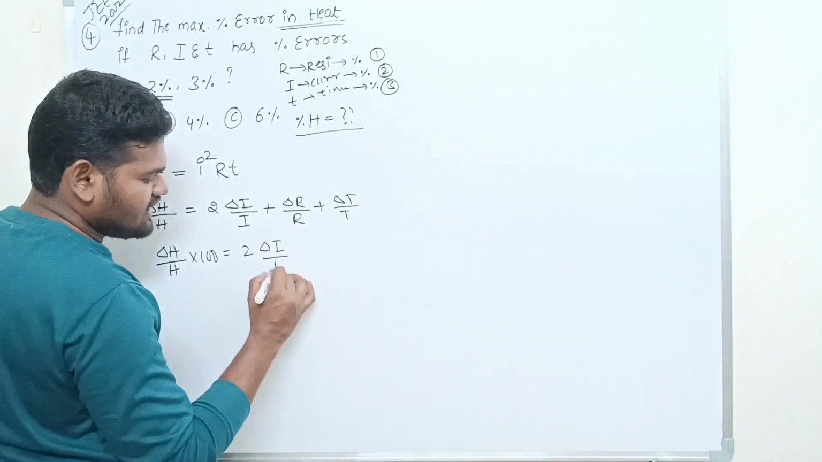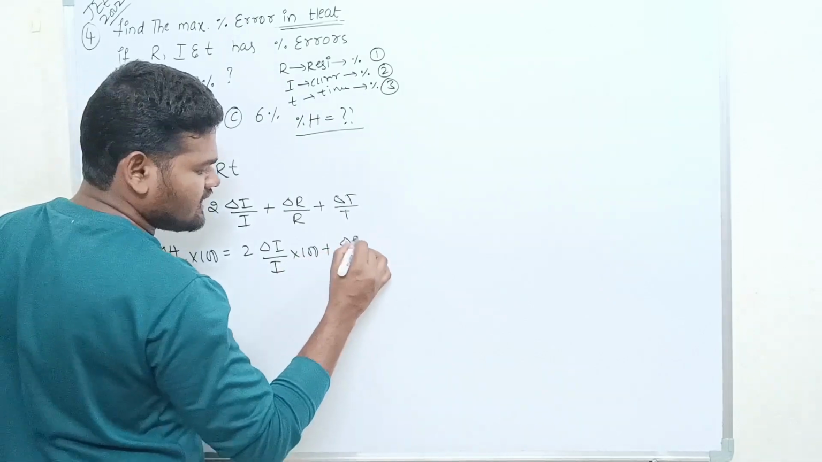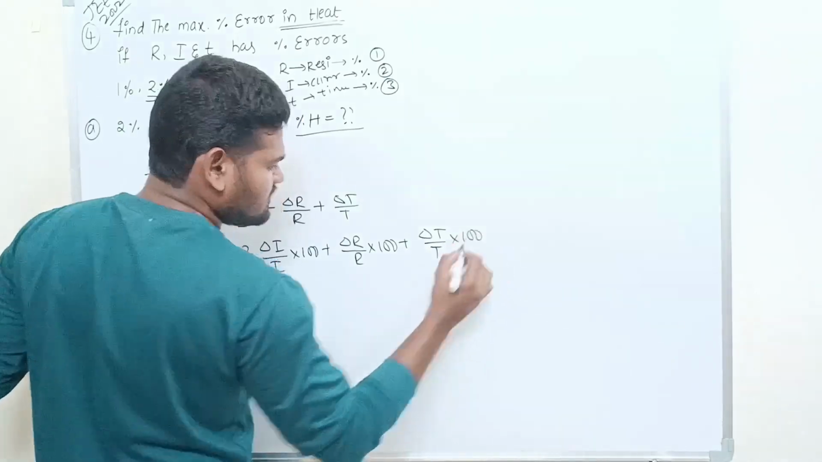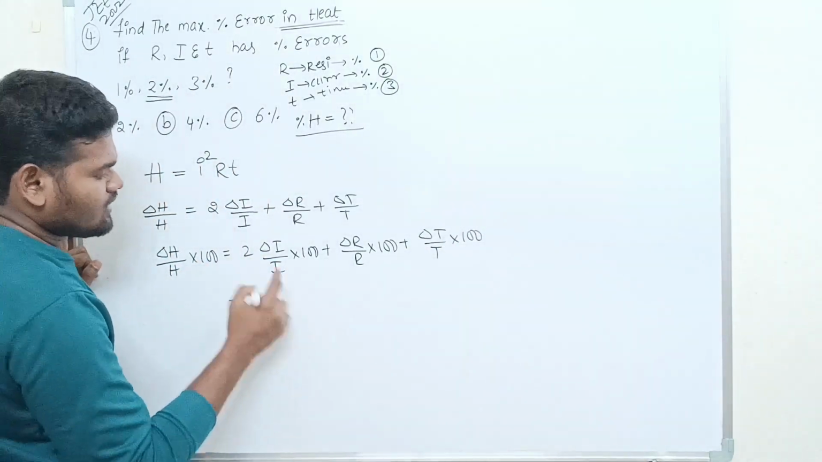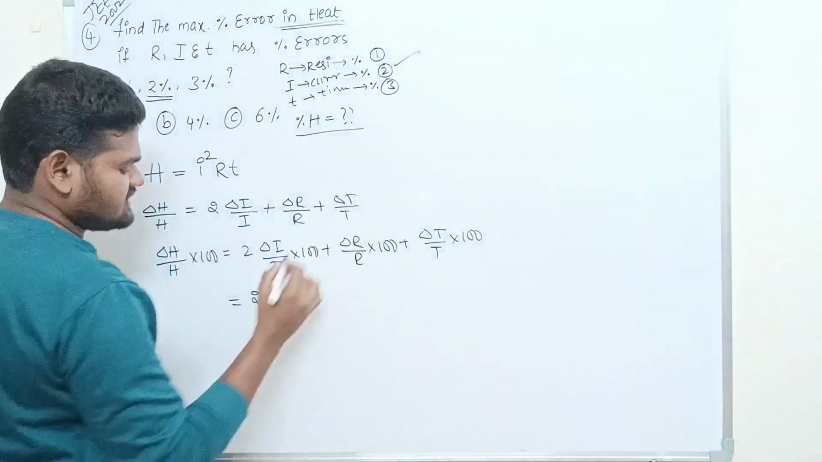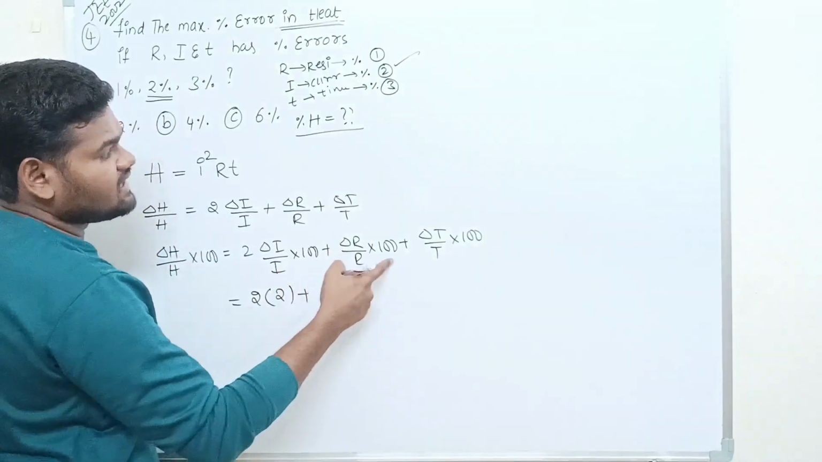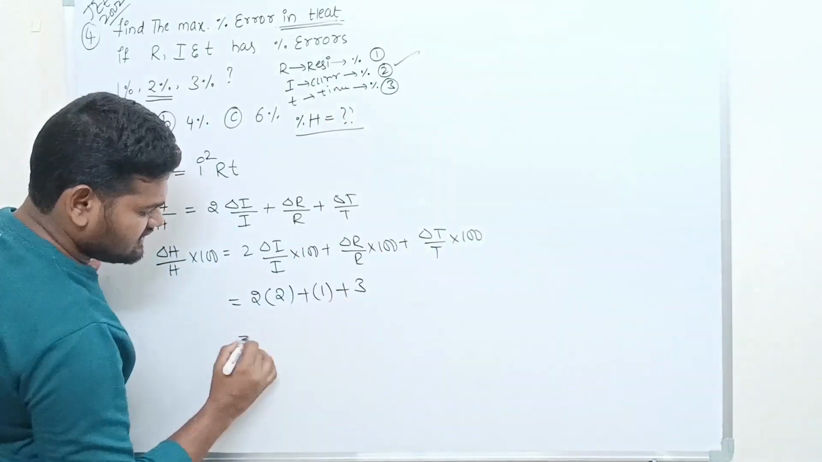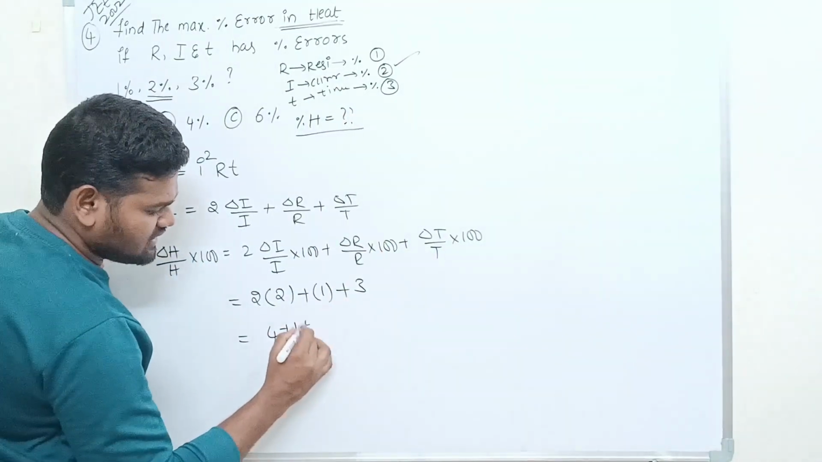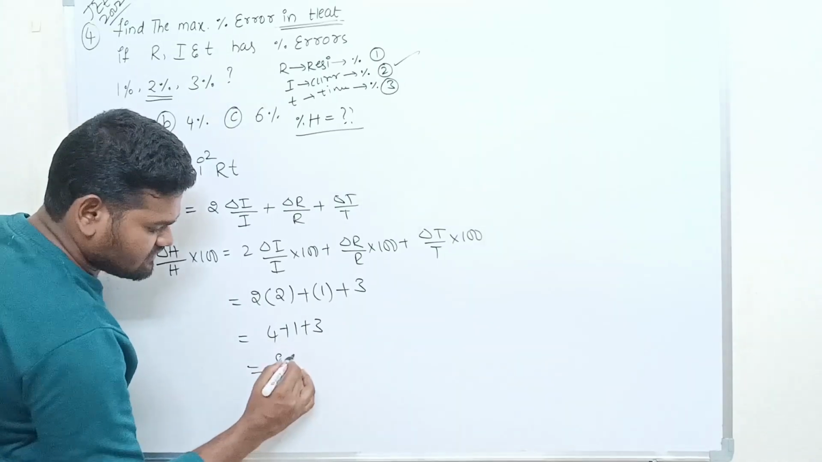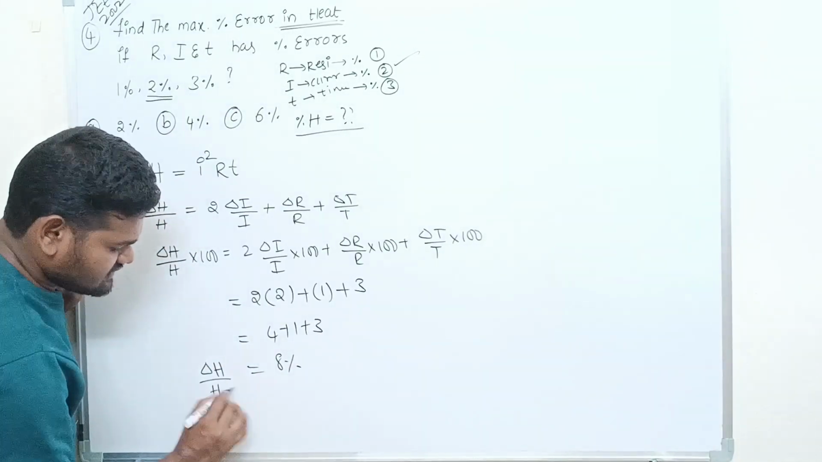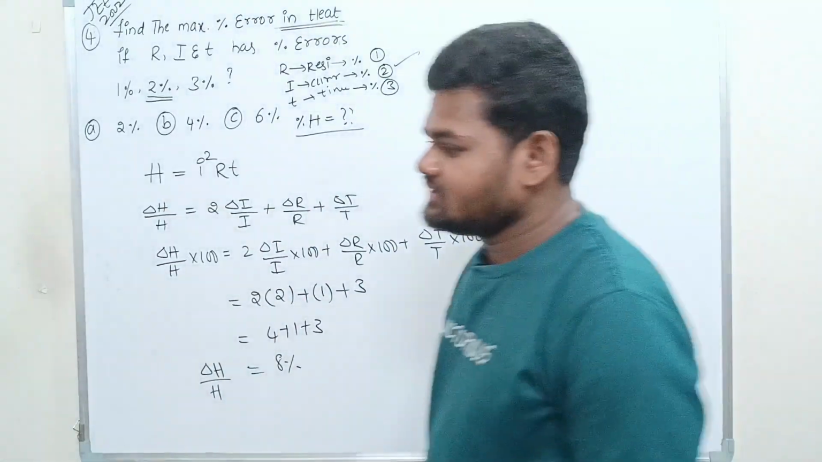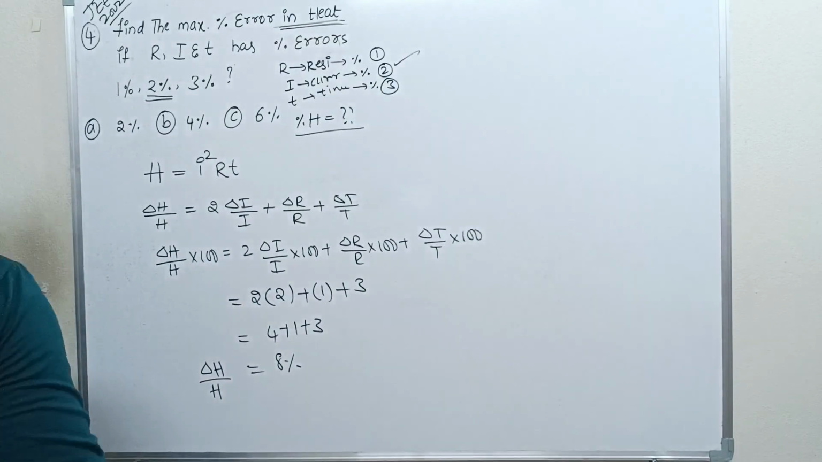2 into delta I by I into 100 plus delta R by R into 100 plus delta T by T into 100. So which is equal to 2 into the percentage error in I, how much? 2 percent. Plus the percentage error in R, how much? 1 percent. Percentage error in T, how much? 3. So 2 into 2 is 4, plus 1 plus 3. 4 plus 3 is 7, 7 plus 1 is 8 percent. That's it, the answer is over. Is it clear? Pause the video and write the notes.